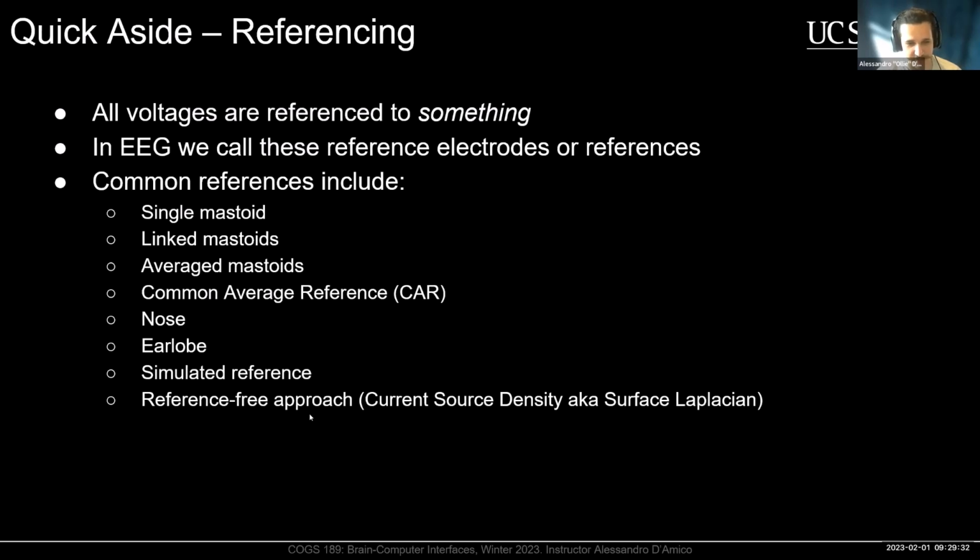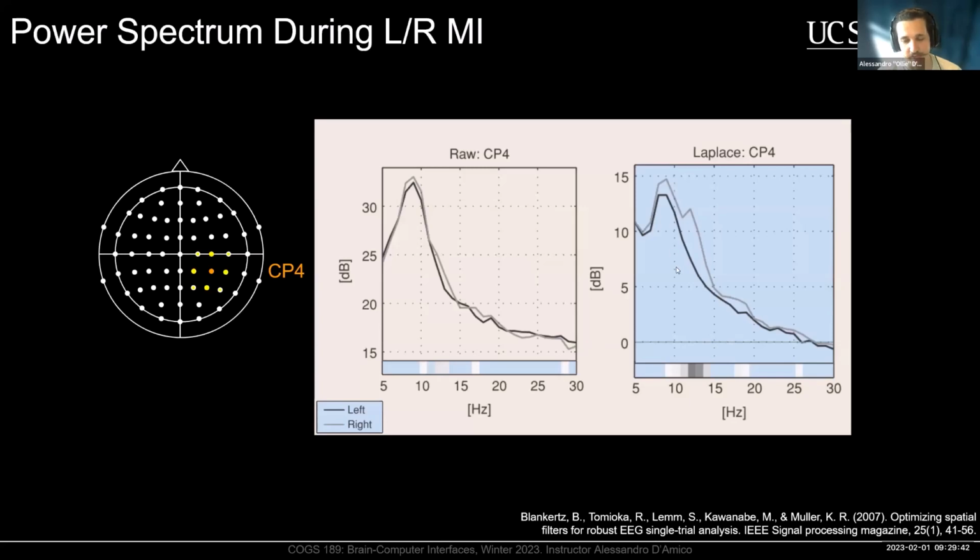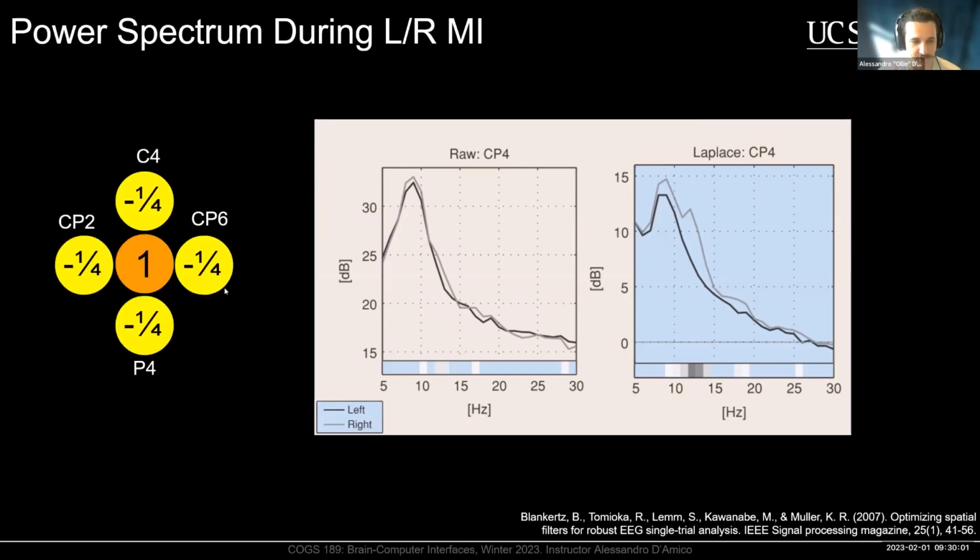And there are also reference-free approaches such as current source density or the surface Laplacian, which is actually one of the methods that Blankertz used. So after the common average reference, they tried the Laplacian, and all the Laplacian is essentially you take your electrode CP4, and you subtract the activity from the electrodes that are its 4 nearest neighbors, or in some cases the 8 nearest neighbors. So I'll zoom that in.